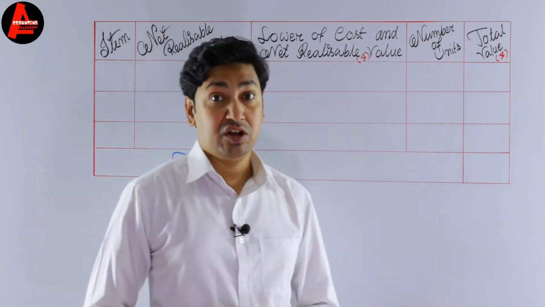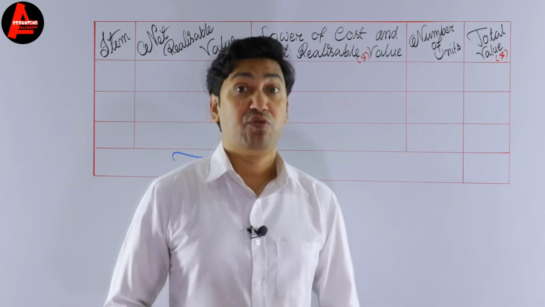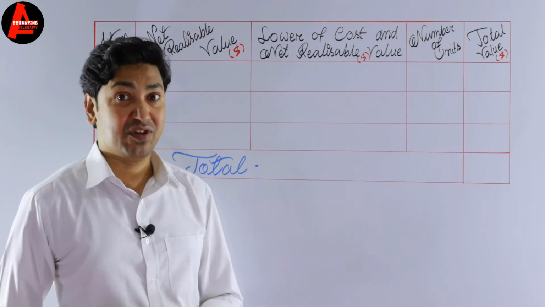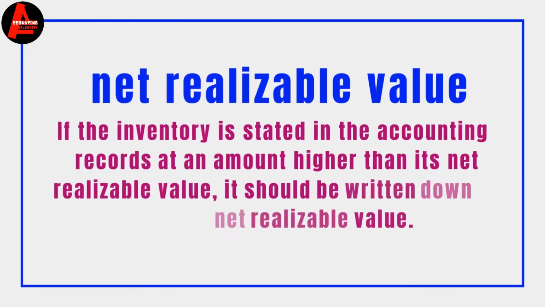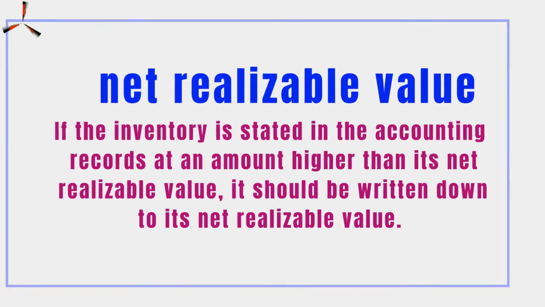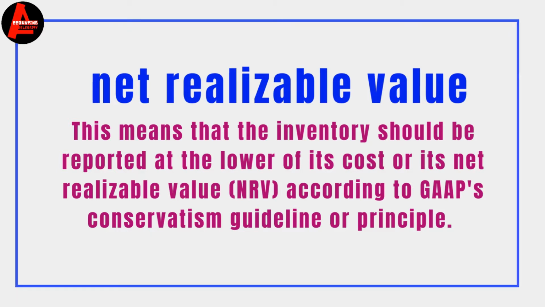So you all know that to evaluate the inventory there is a specific concept. What is the concept? It is net realizable value and lower of cost. But what is this method? If the inventory is stated in the accounting records at an amount higher than its net realizable value, it should be written down to its net realizable value. This means that the inventory should be reported at the lower of its cost and its net realizable value according to the GAAP's conversion guidelines or principle.